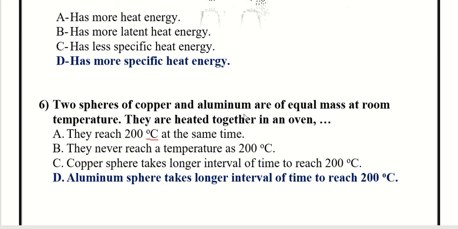As the higher specific heat capacity, and the material that has a higher specific heat capacity can tolerate a larger quantity of heat to raise its temperature by 1 degree Kelvin or 1 degree Celsius. So aluminum has a specific heat capacity larger than that of copper, so it takes a longer interval of time to reach the same temperature.